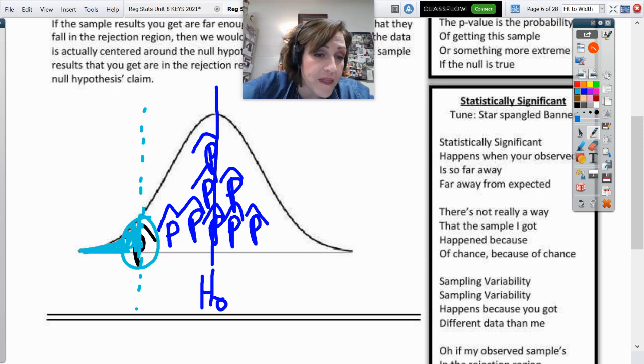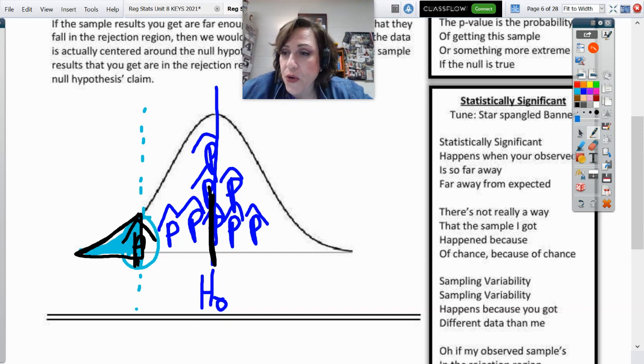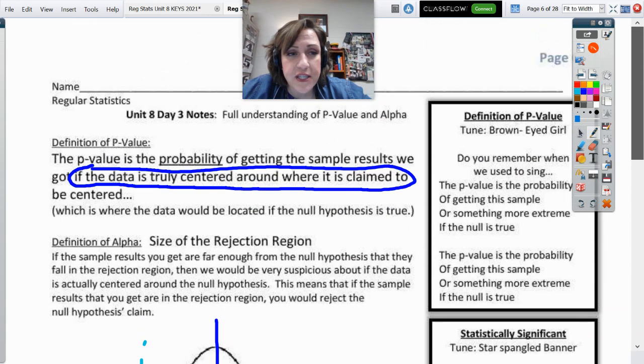Okay, so this blue area right here is the p-value. The p-value is the probability of getting this sample or something more extreme. So it's this probability right here if the data is really centered around a null hypothesis of whatever. Okay? And so that is what our definition says.